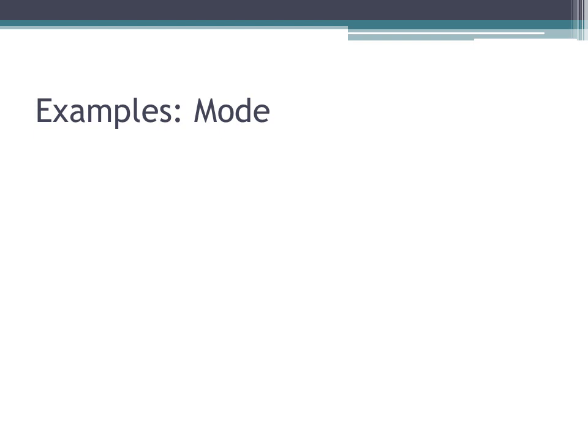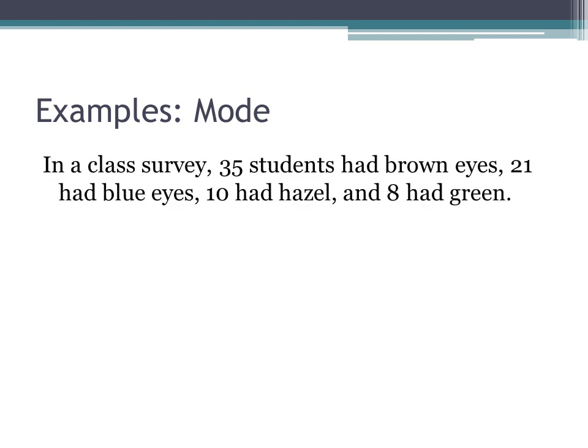Some examples of finding the mode. Suppose we have a survey where 35 students have brown eyes, 21 have blue eyes, 10 have hazel eyes, and 8 have green eyes. The mode for the eye color for this class is brown because that is the category that has the most responses.